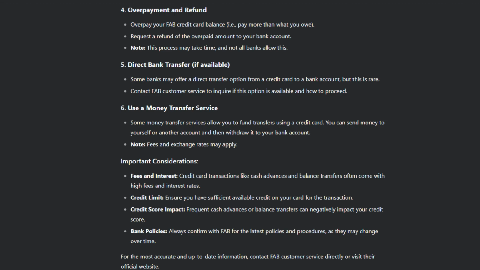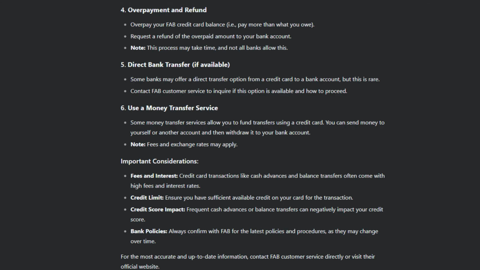Use a money transfer service. Some money transfer services allow you to fund transfers using a credit card. You can send money to yourself or another account and then withdraw it to your bank account. Note: fees and exchange rates may apply.